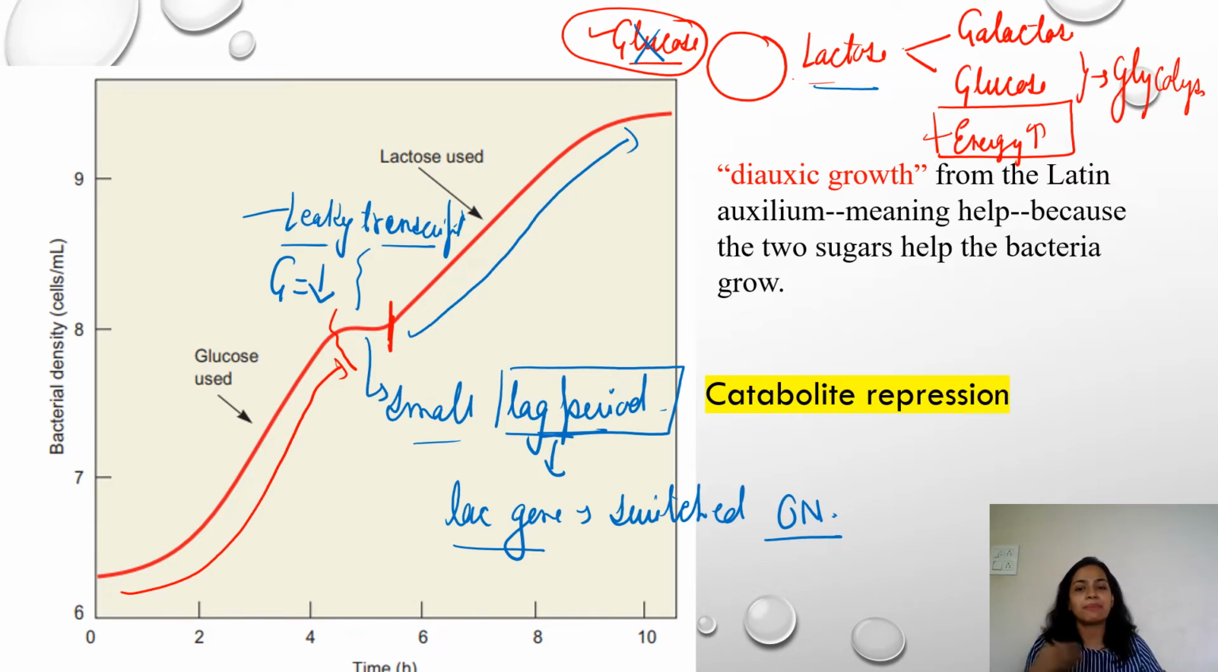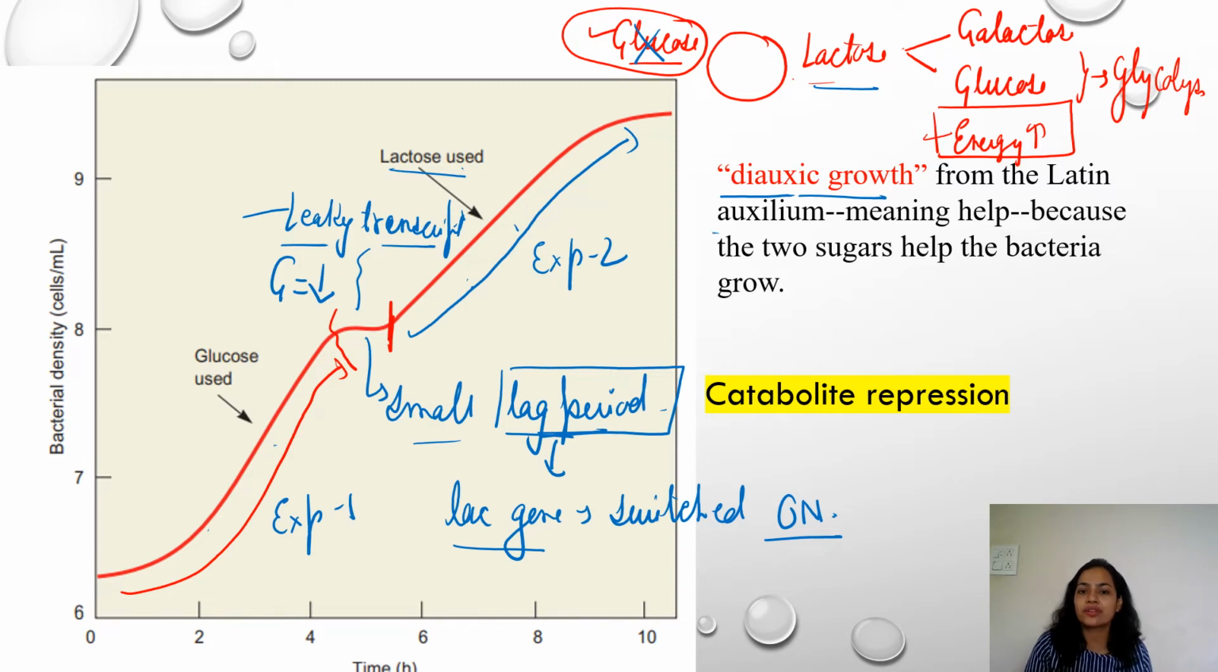Okay, what will happen again? The exponential phase will be achieved and the lactose will be utilized. Right? So now you can see this type of growth, where one exponential phase and exponential phase 2 are separated by a small lag period. And this type of growth is known as diauxic growth. इस growth को कहा जाता है diauxic growth.